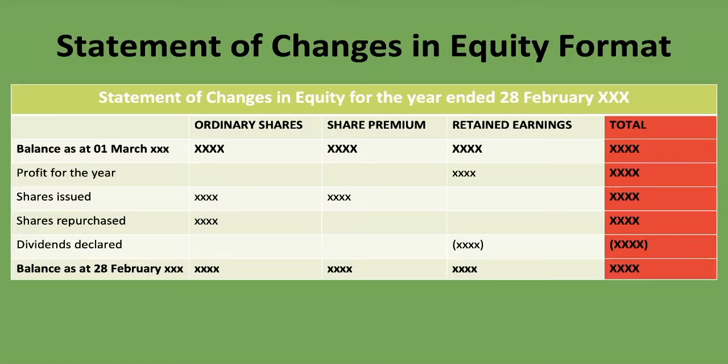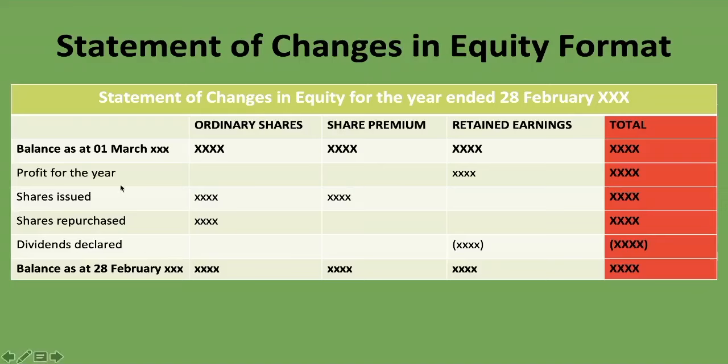And then we begin with the balance as at the first of the month or as at the beginning of the period. And in this case, we have the 1st of March. And then you have profit for the year that forms part of the statement of changes in equity. Remember, the profit for the year goes to the retained earnings section. And then you have your shares issued if you issued any shares during the period, and shares repurchased. And then you also have dividends declared if you declared any dividends during the period. And then you will have the balance as at the end of the period.